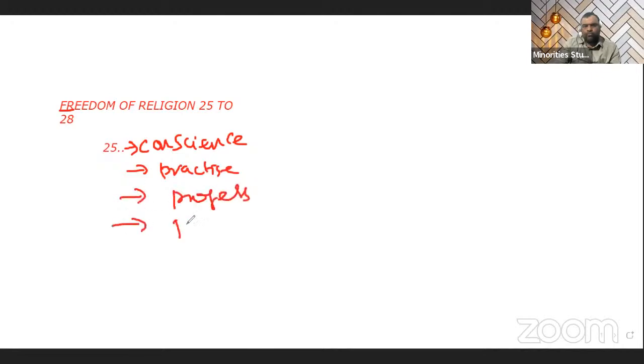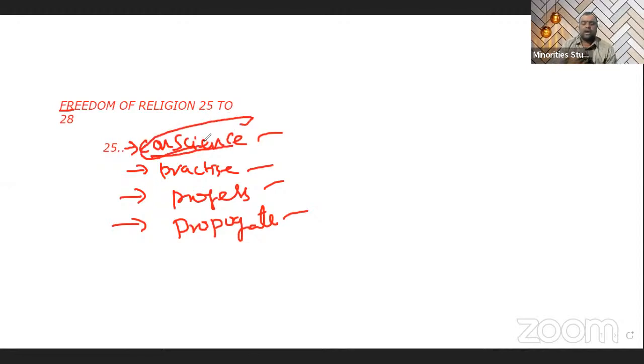So I told you in secularism, India is a secular country, right or wrong? One can have your own religion. You can practice any religion, you can profess any religion, you can propagate any religion, based on conscience. So all these terms mentioned in Article 25 are very important. Based on your conscience, you can profess, you can practice, you can propagate your religion.